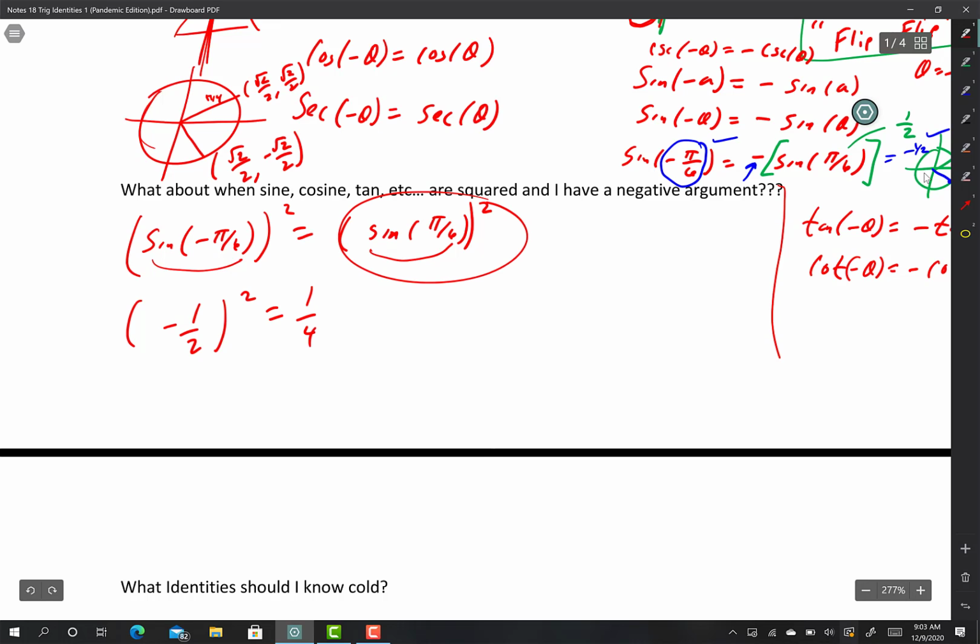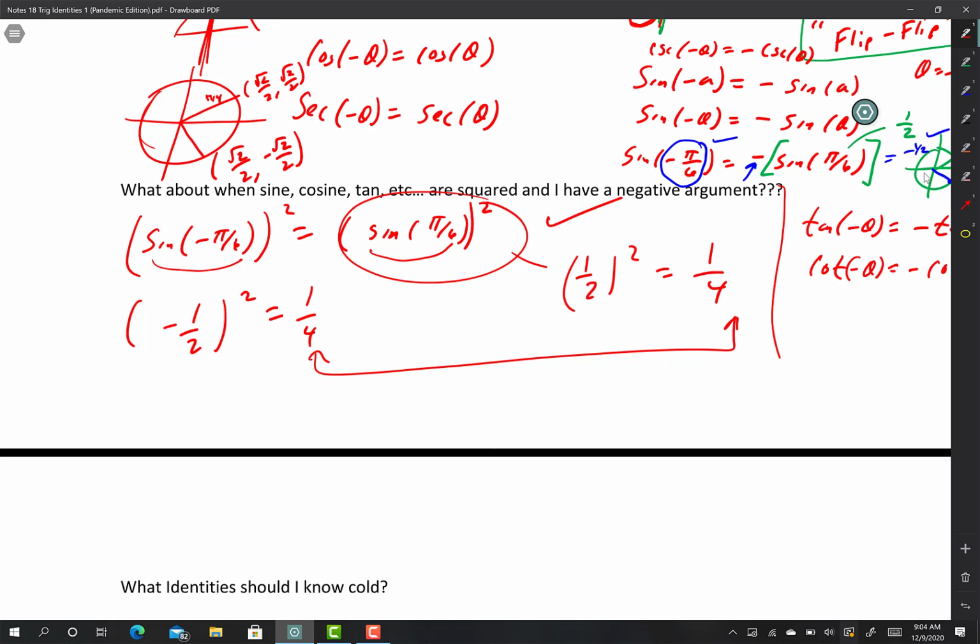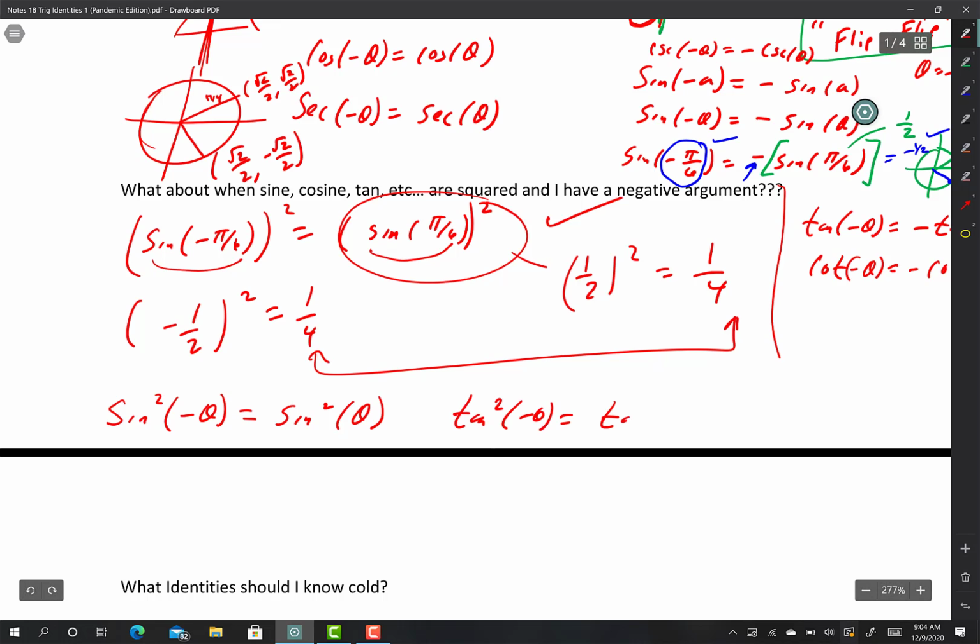All right, let's do the other side. Sine of pi over 6 is a half, and when I square it, I get 1/4. Notice 1/4 equals 1/4. Yes, they're the same. So what I'm trying to say is this, guys: sine squared of negative theta is equivalent to sine squared of theta. And that's going to be true for all of them. For cosine, it doesn't matter, it wasn't an even function anyways. Tan squared of negative theta is the same as tan squared of theta. All of them, even for the reciprocals, guys.